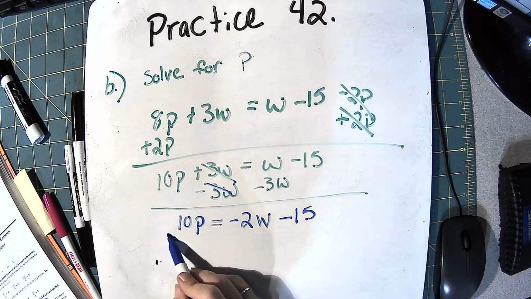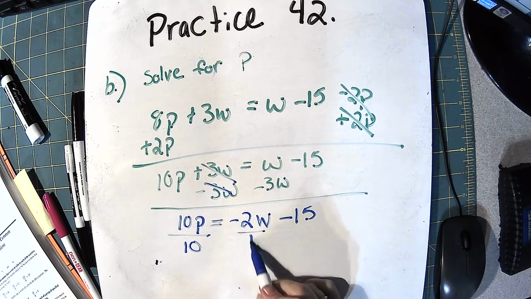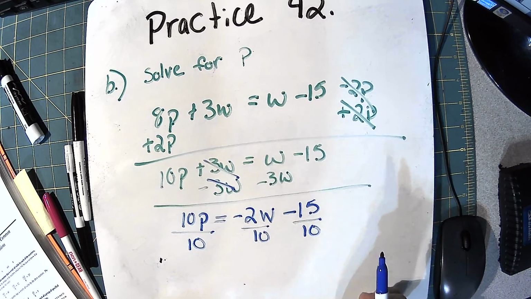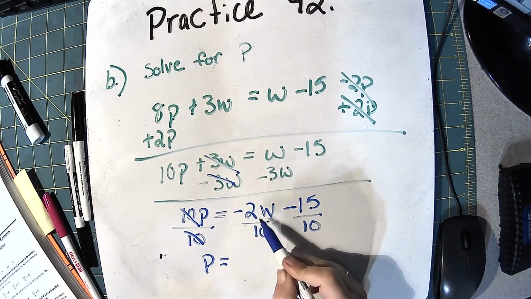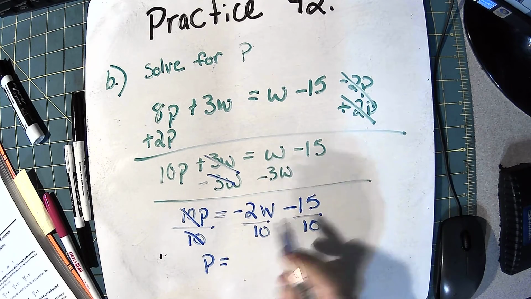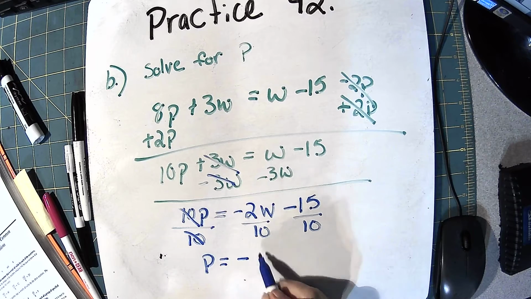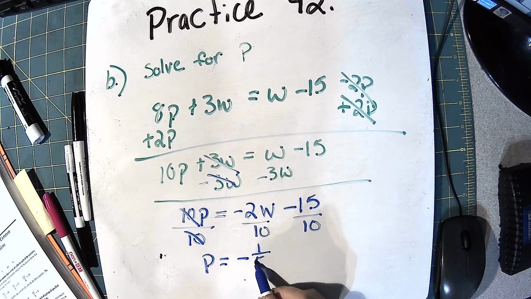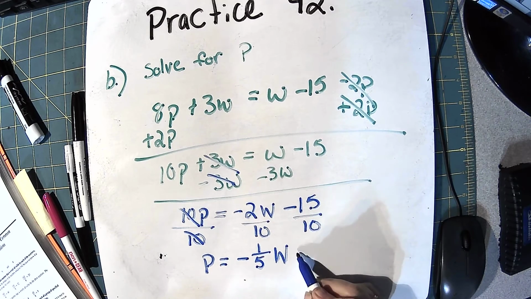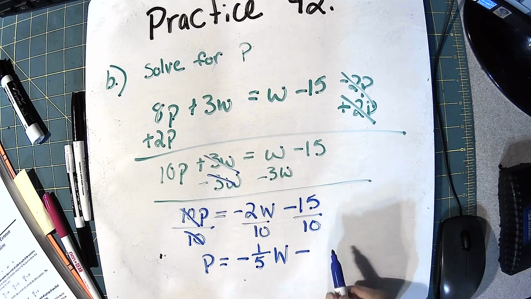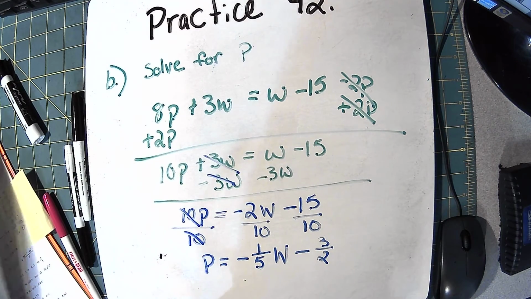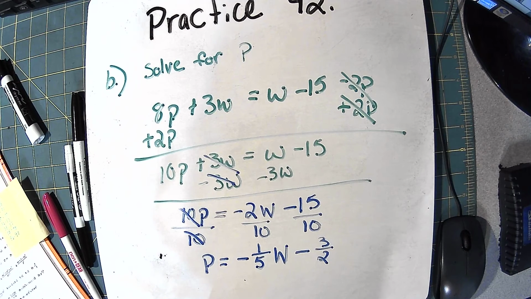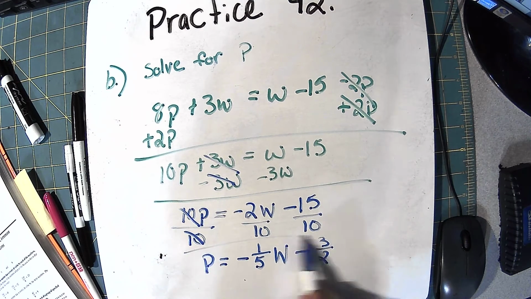All right, now I have to divide by 10 on every term. Okay, so those are going to cancel. I'm going to get P equals negative 2 over 10, which reduces to 1/5 W, minus 15 over 10, which would be 3 over 2. Double check that one. Yep. So that's your answer right there.